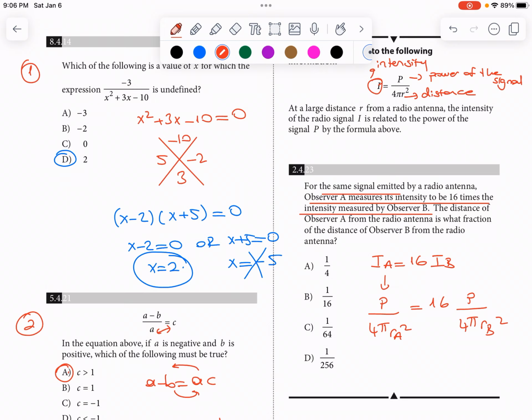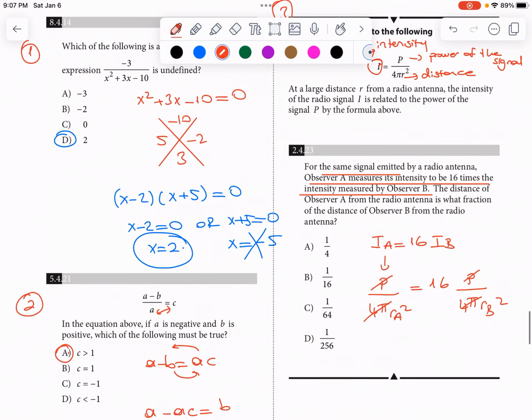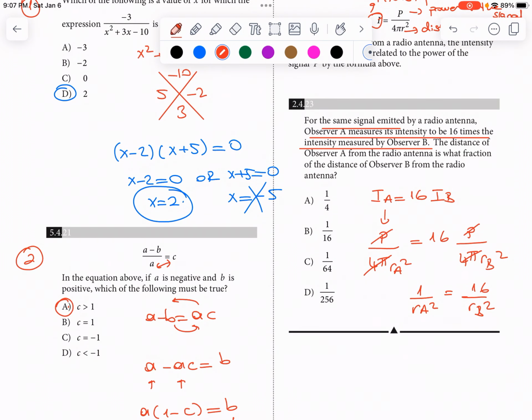So these P's are going to be simplified, and they both have 4 pi. We can cancel them out. We have, guys, 1 over RA squared on the left-hand side. On the other side, we have 16 over RB squared. We can use the cross products again. So 16 RA squared is going to be equal to RB squared.